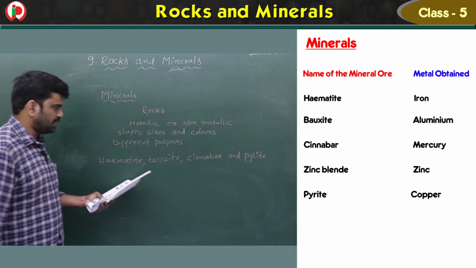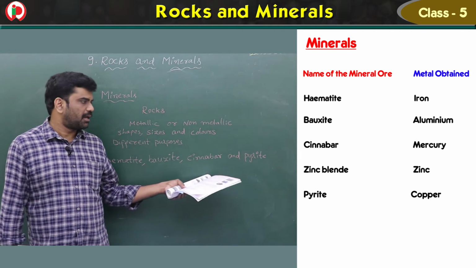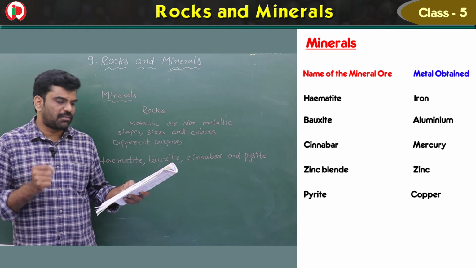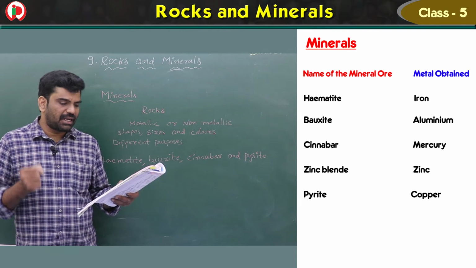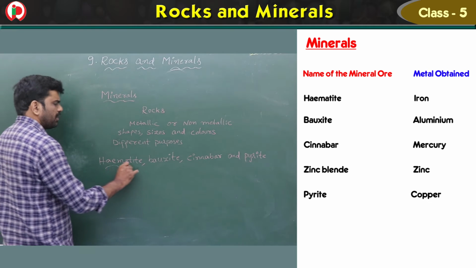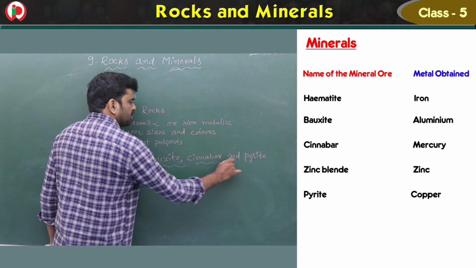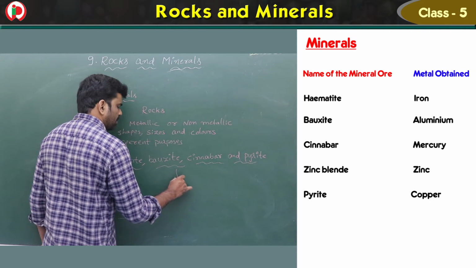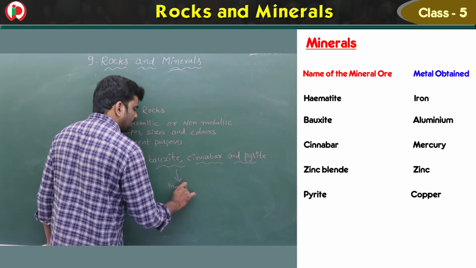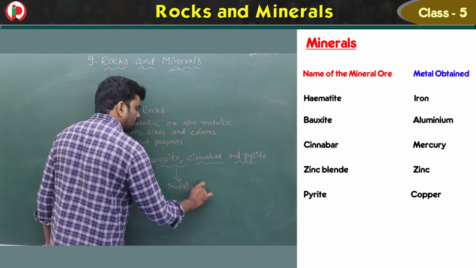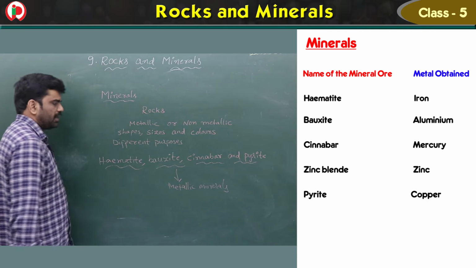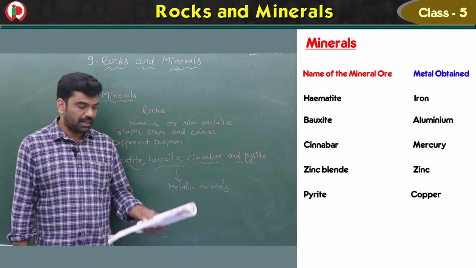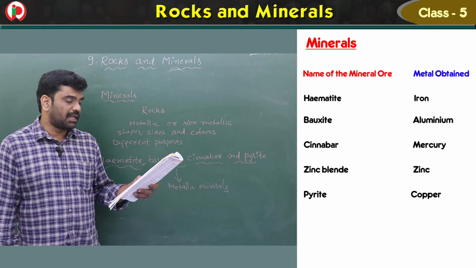So hematite, bauxite, cinnabar and pyrite are some of the metallic minerals. These four are metallic minerals. As I told you already, there are two types: metallic and non-metallic. These four: hematite, bauxite, cinnabar and pyrite come under metallic minerals.